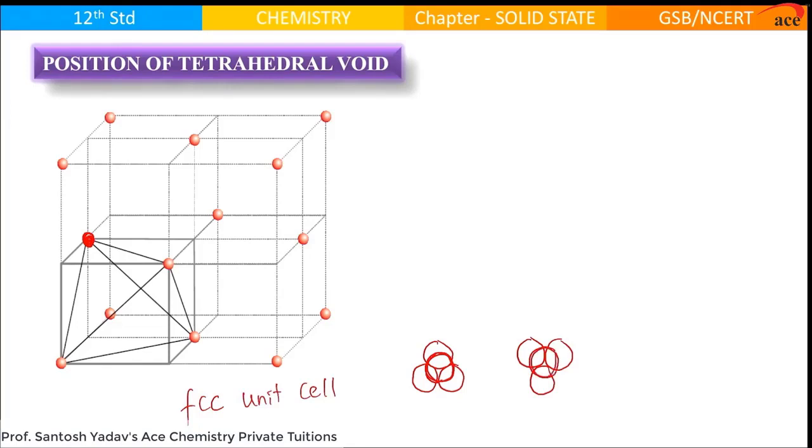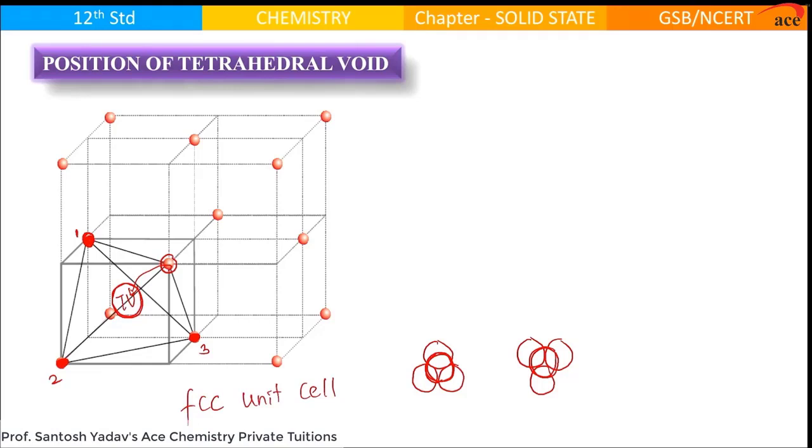Now, imagine this is like a triangle. Are you understanding? Sphere number 1, sphere number 2, sphere number 3, and this sphere which will be placed on these 3 spheres, then the empty space is called which void? Tetrahedral void. It's called a tetrahedral void.